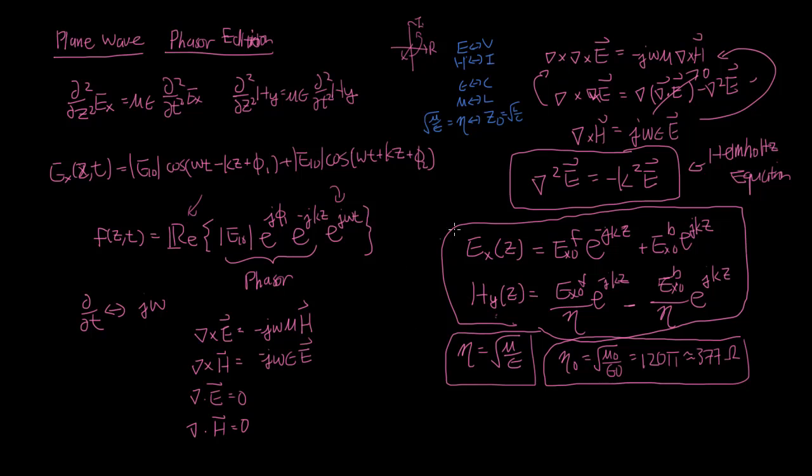So in general, the main trick I want to get to is, if you have the E field and you want to get the H field, or the other way around, first of all, the magnitude of the E field over the magnitude of the H field is going to be equal to eta. And second, the direction is such that E cross H is going to be equal to the propagation direction.